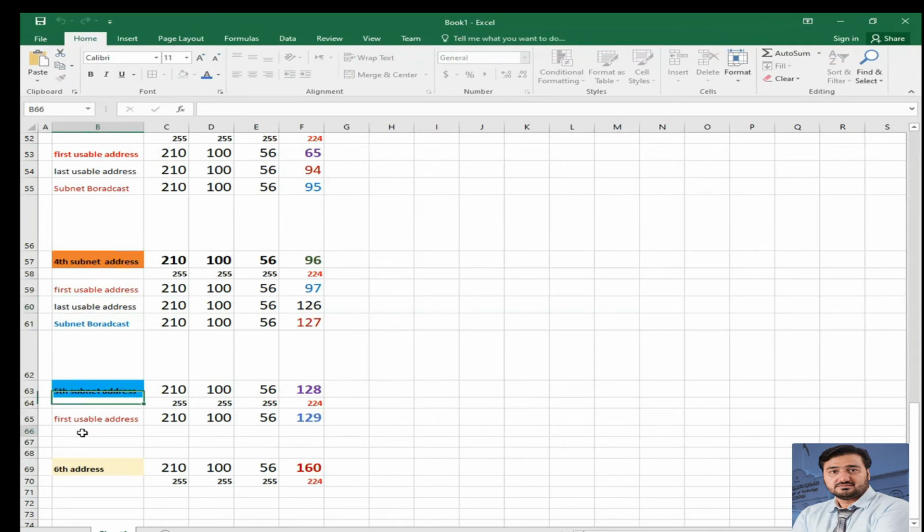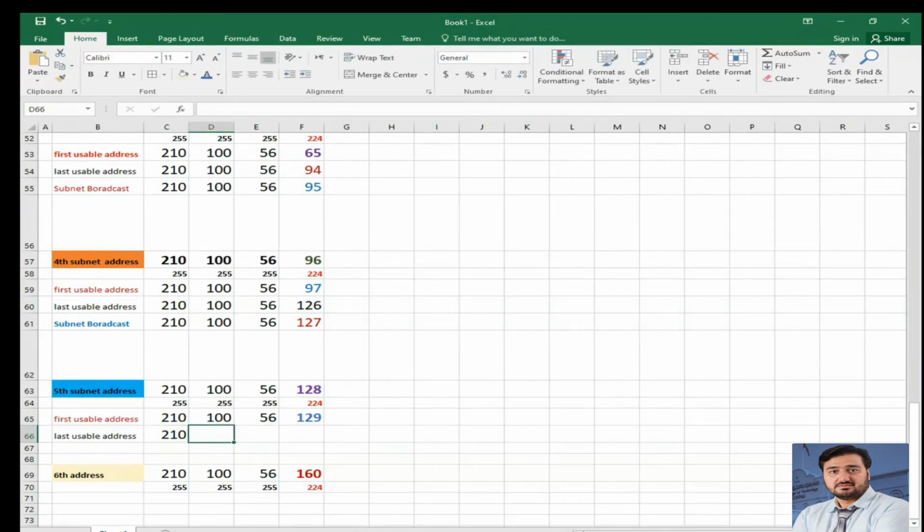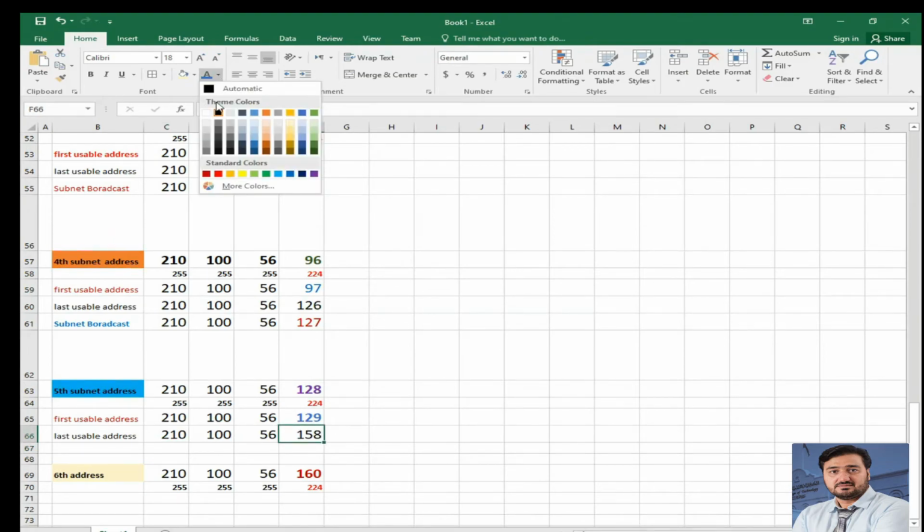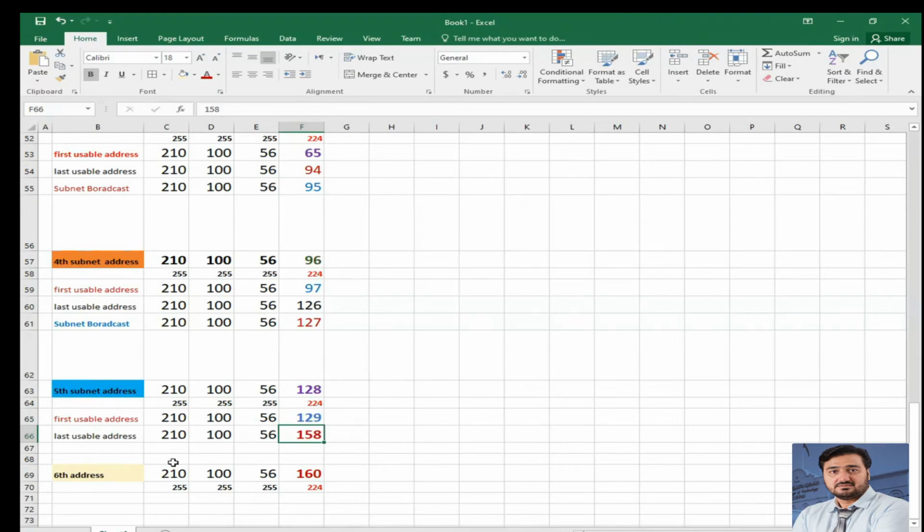Okay, tell me the last usable address of the fifth subnet. 158. Very good. So 158 is our last usable address.